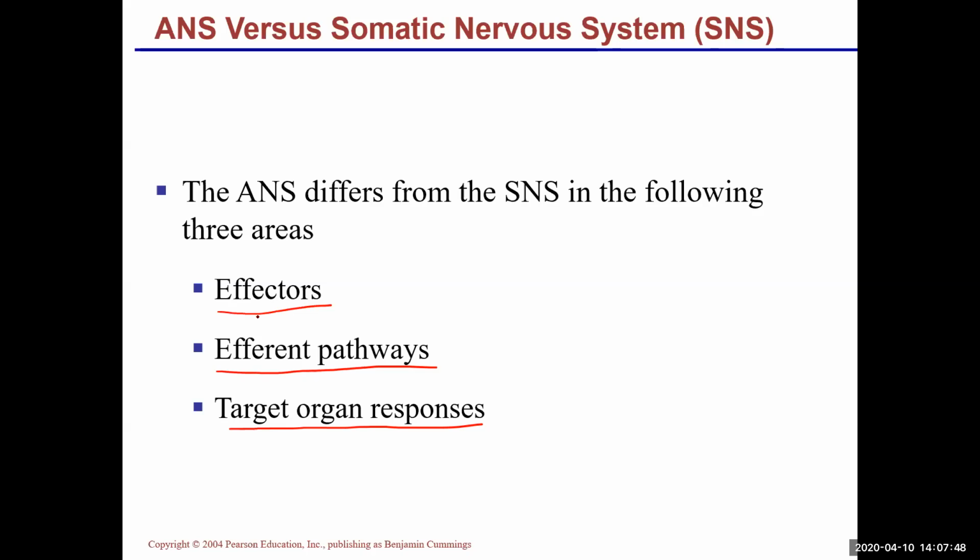So remember, the effector for the somatic nervous system was a skeletal muscle.